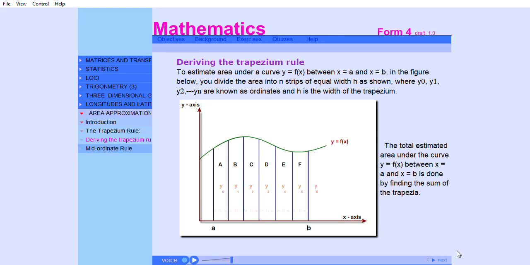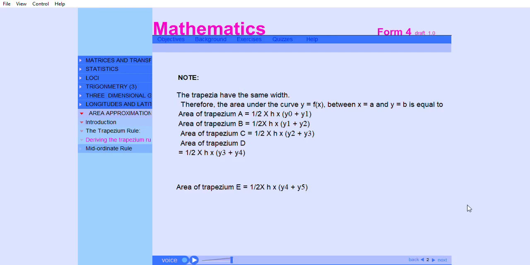The total estimated area under the curve y equals f(x) between x equals a and x equals b is done by finding the sum of the trapezia. Notice that the trapezia have the same width. Therefore, the area under the curve is equal to area of trapezium A, which equals a half times h times (y0 plus y1).